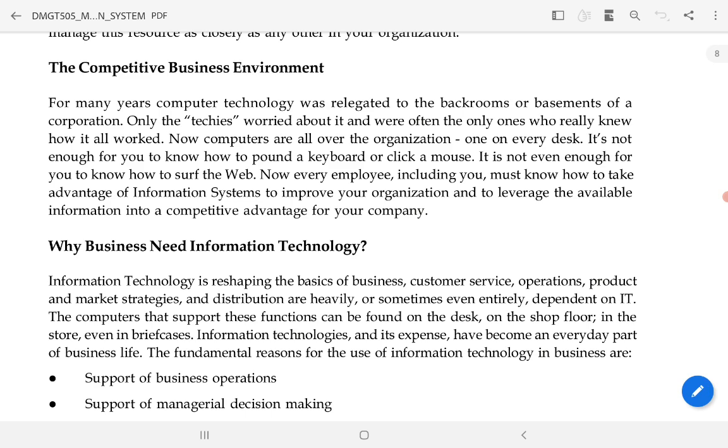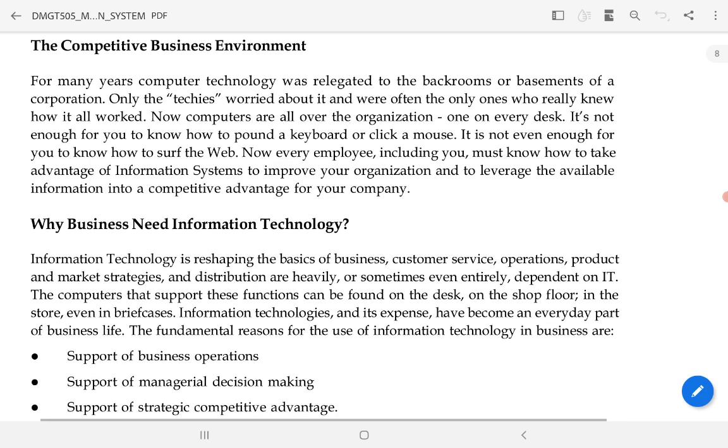Next is the competitive business environment. Now computers are all over the organization, on every desk. In the competitive business environment, the competition is very high, so information technology has a key role and acts as an important level in the business organization.